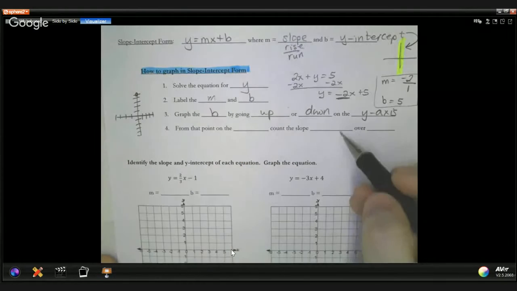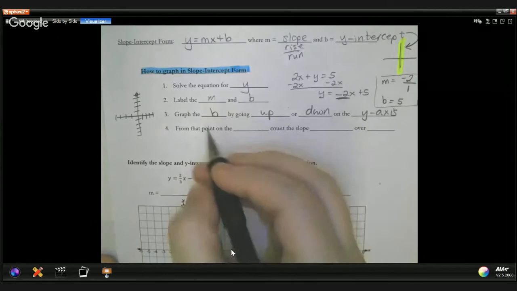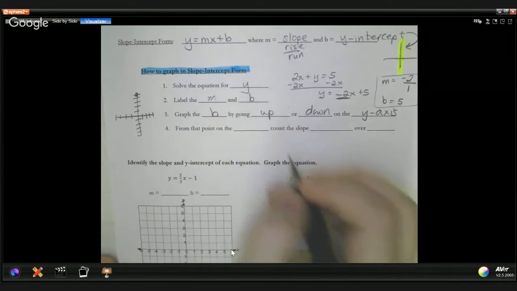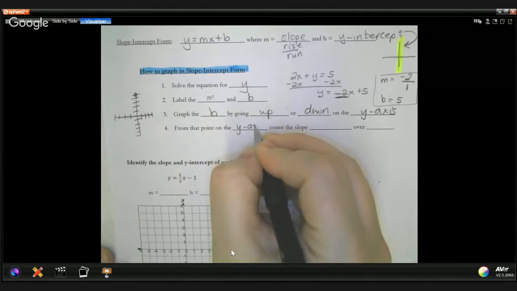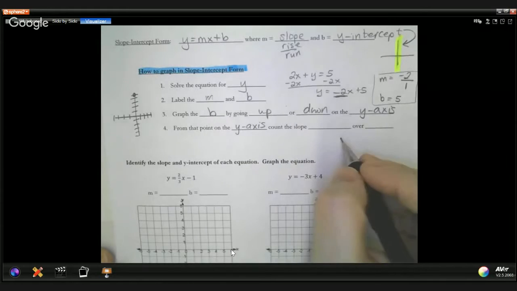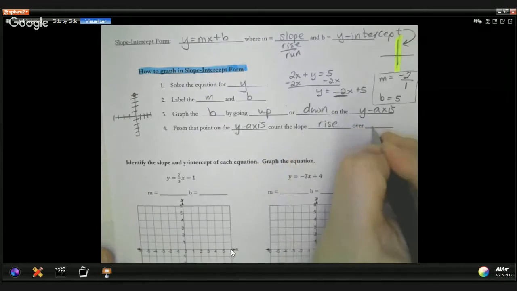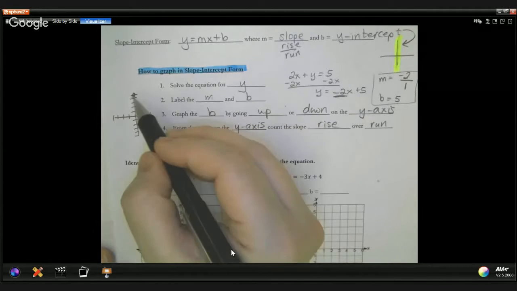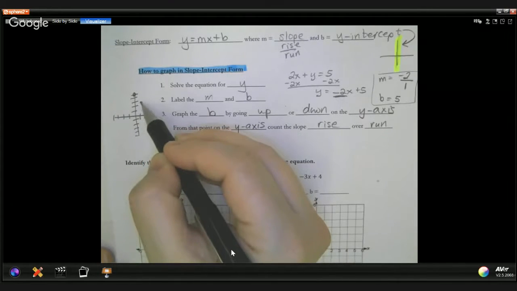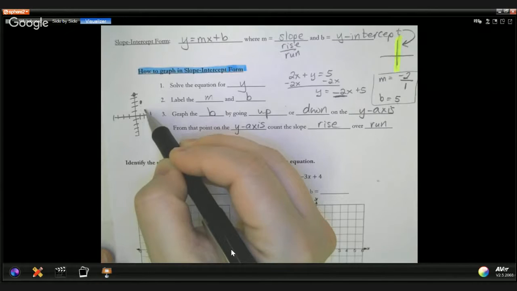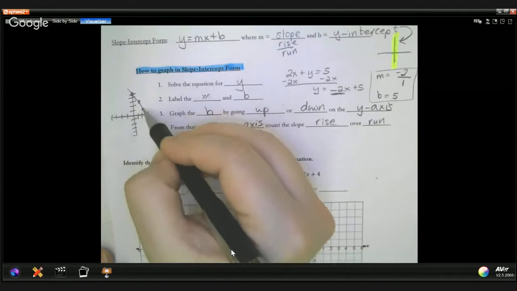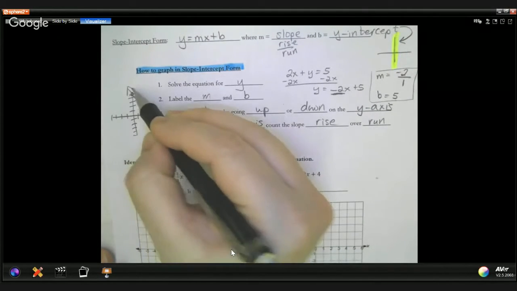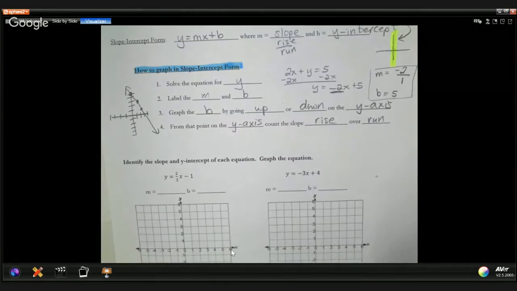And now my slope, that's the second point. From the point on the y-axis, you count the slope, rise over run. So my slope is -2 over 1, so I'm going to go down 2 over 1. Down 2 over 1, and I continue that process. It'll be much easier when you have an actual coordinate plane like our examples, but I just wanted to do that whole problem so you could see.